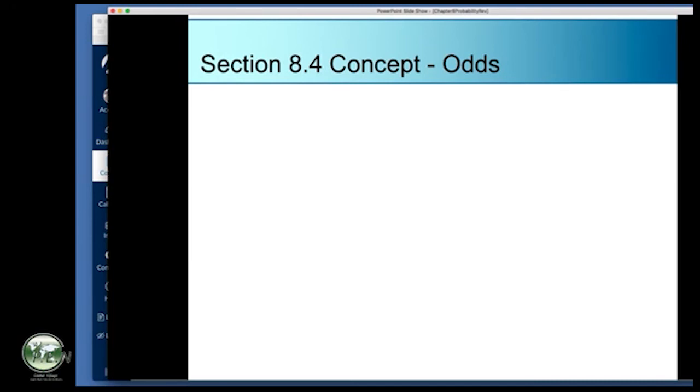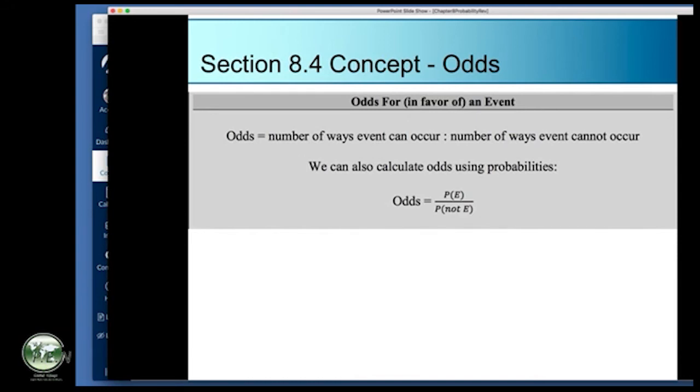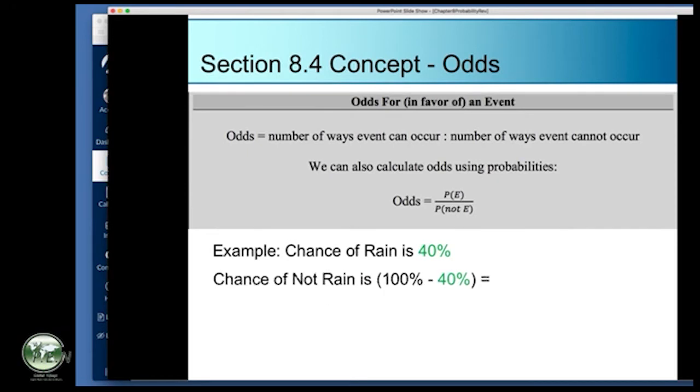Odds is kind of the same thing. Again, it's measuring the same thing as probability, but it's using it in a different way. It does not use the total. So I'm going to take this down. This is a formal definition: it's the probability of the event over the probability of the event not happening. So you could think of it as probabilities, but I like to relate it back to counting. So the chance of rain is 40%. The chance of it not raining is 100 minus 40, which is 60.